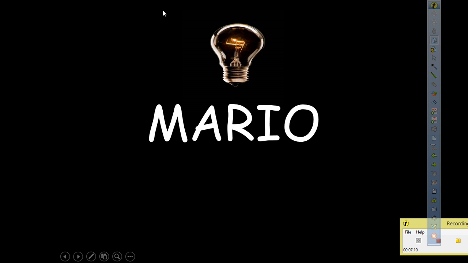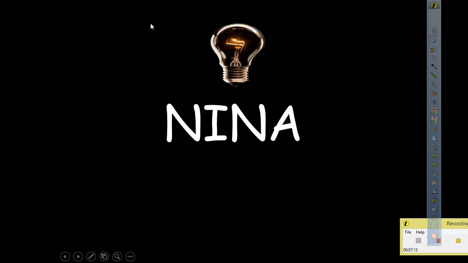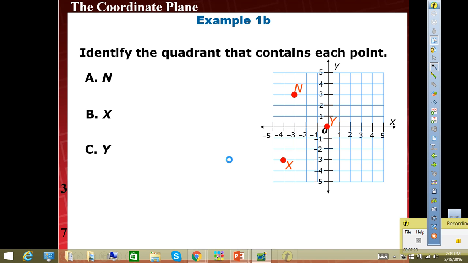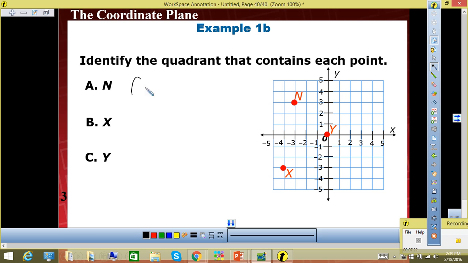Okay, let's see. How about Michaela? Point N. What quadrant? She says second quadrant. Hands up if you agree. That is correct. Pass it to someone. Point X. Mario. Point X. Quadrant 3, that is correct.